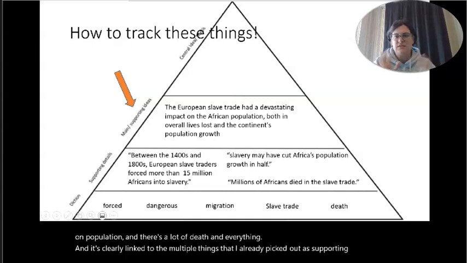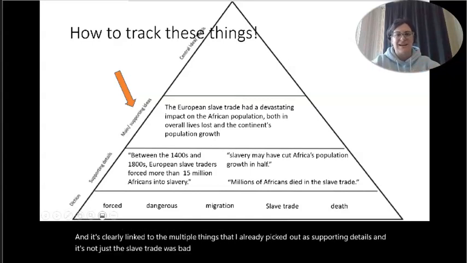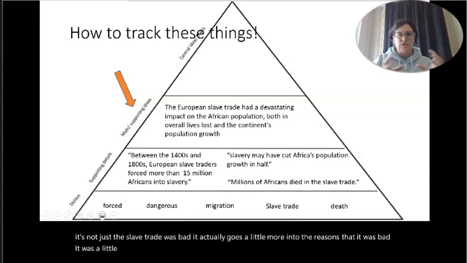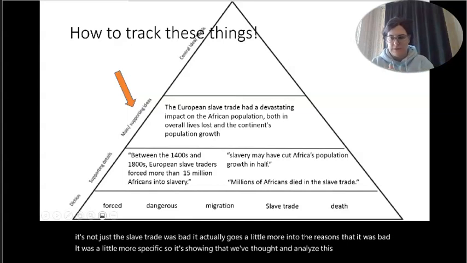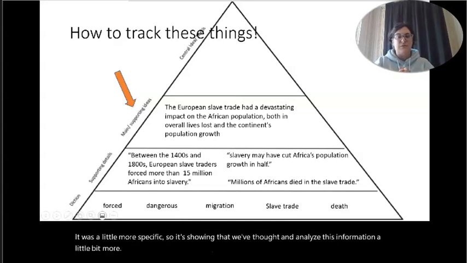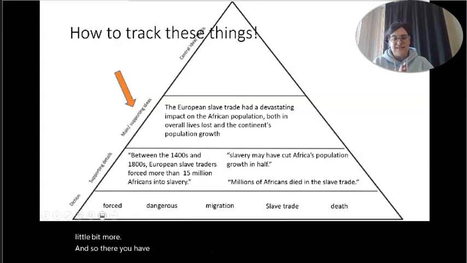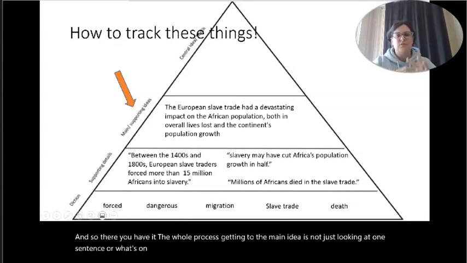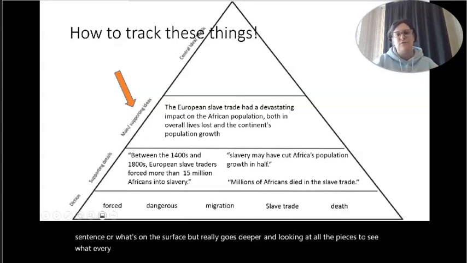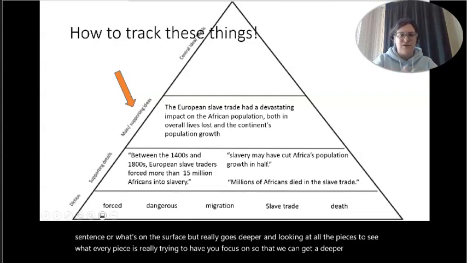And it's not just that the slave trade was bad. It actually goes a little more into the reasons that it was bad. It was a little more specific. So it's showing that we've thought and analyzed this information a little bit more. And so there you have it. The whole process of getting to the main idea is not just looking at one sentence or what's on the surface, but really goes deeper and looks at all the pieces to see what every piece is really trying to have you focus on, so that we can get a deeper, better understanding of what the author wants us to know.